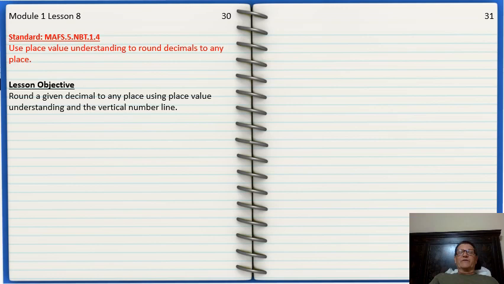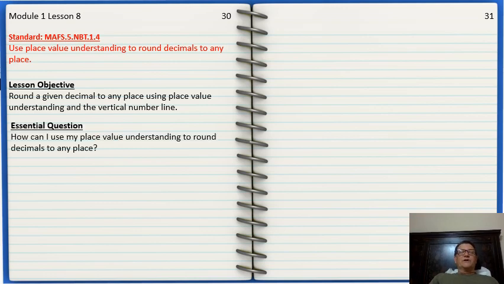Now the lesson objective. This is the skill that we're working on this lesson. And it's to round a given decimal to any place value, understanding the vertical number line. Our essential question: how can I use my place value understanding to round decimals to any place? Now these are kind of the same statements from the last one, but you're going to be using a different strategy. So I would kind of expect a different answer for the essential question.